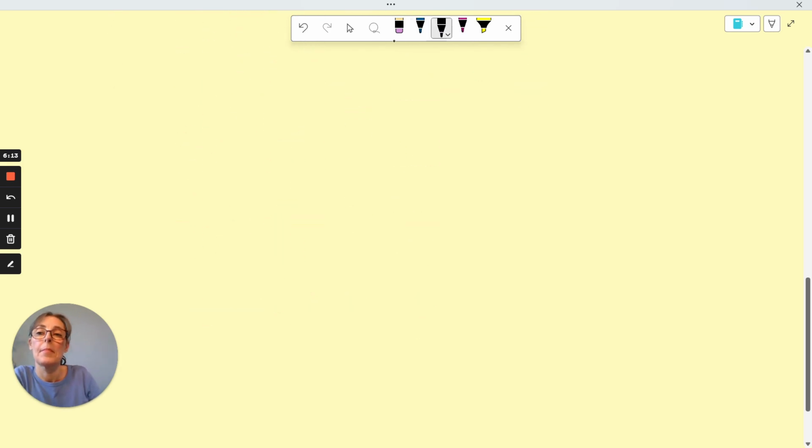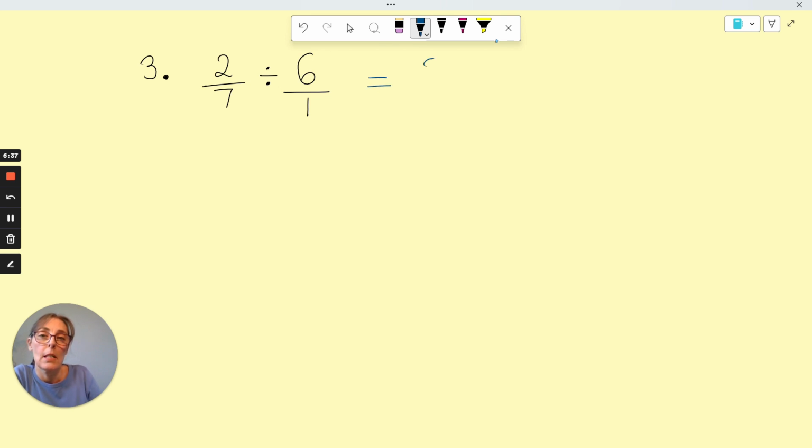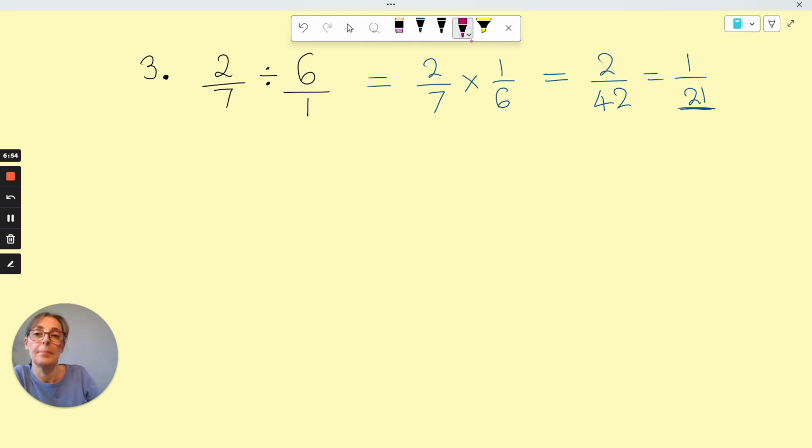All right. So we're on number 3. 2 sevenths divided by 6. I'm going to say 6 wholes. 2 sevenths divided by 6. So I'm going to keep, change, flip. And I can simplify that by dividing the top and bottom by 2. So I have that as my answer.